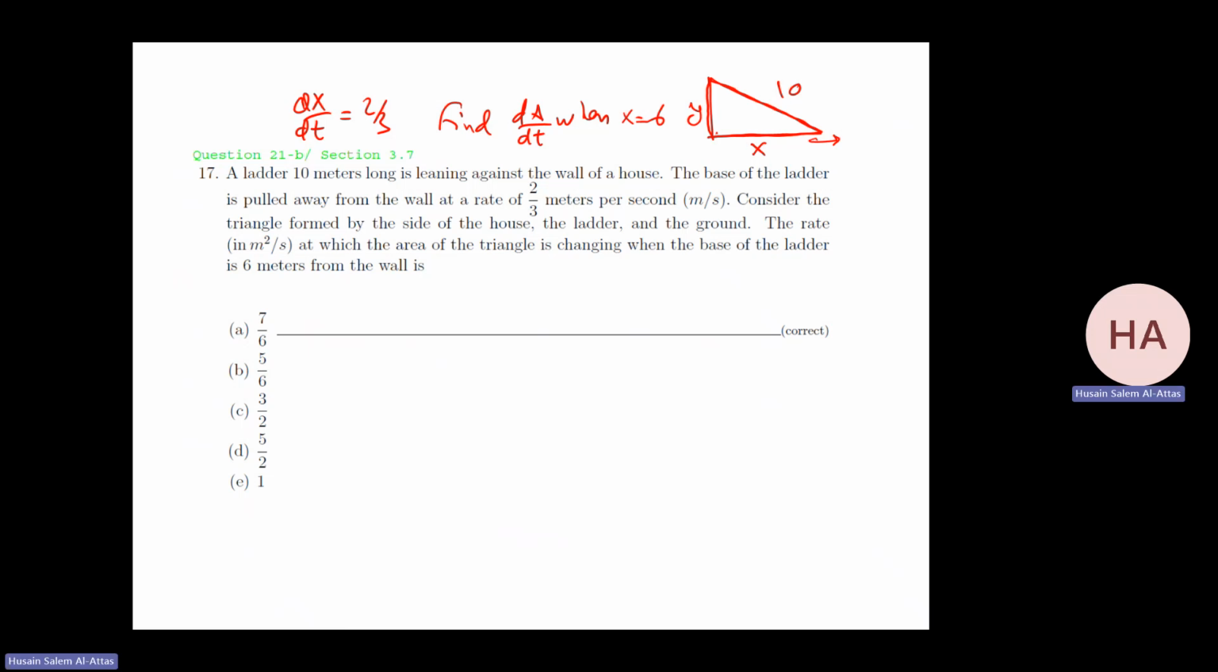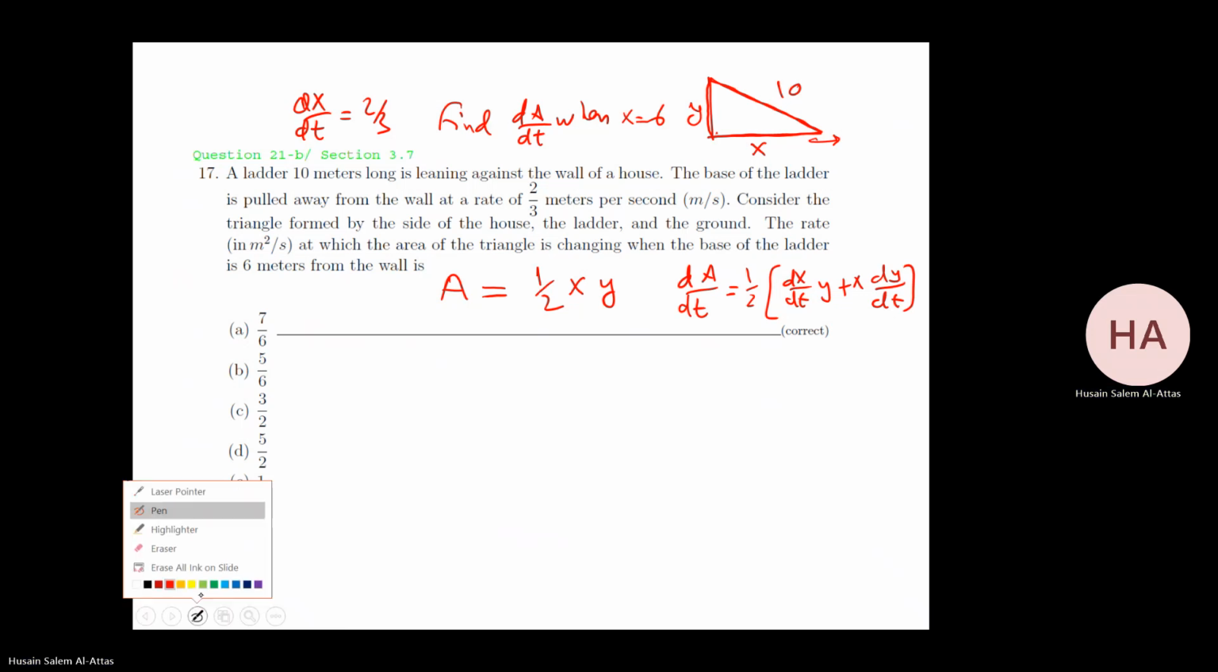Okay. So what is the area of the triangle? The area will be half the base, which is x, times the height. Okay, so dA by dt will be what? Half, I have derivative of this x, I have dx by dt times y plus x dy by dt, as a product rule.